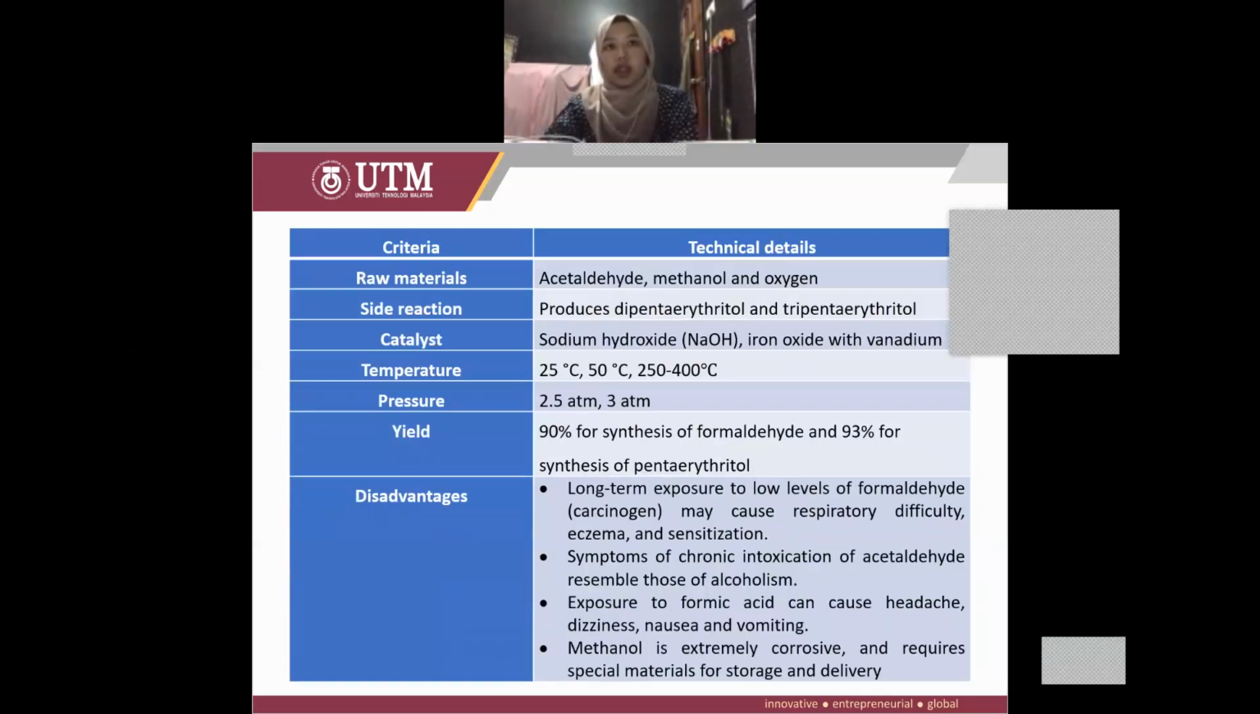So these are the technical details, operating condition, and also the disadvantages, which is actually quite similar to reaction 1, except that it is exposed to methanol. Next.